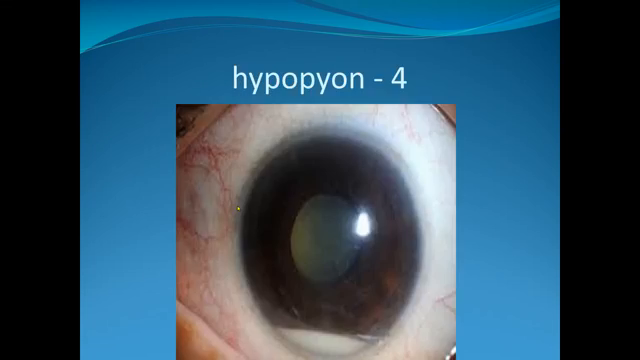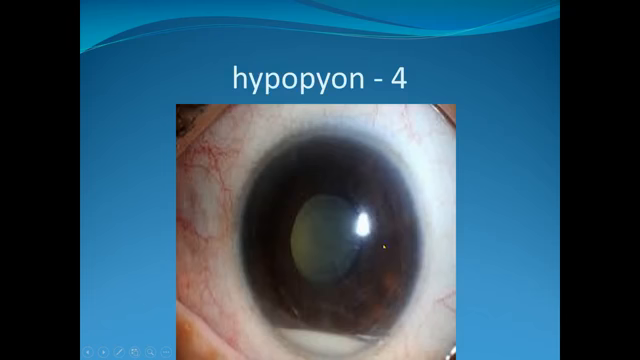Now, hypopyon. Another important picture that sometimes the examiner chooses to give in your exam. In hypopyon there is pus in the anterior chamber. Usually, what are the causes of hypopyon? You know, corneal ulcer is one of the important causes of hypopyon. Another important cause is uveitis. Corneal ulcer resulting in hypopyon, and uveitis resulting in hypopyon.